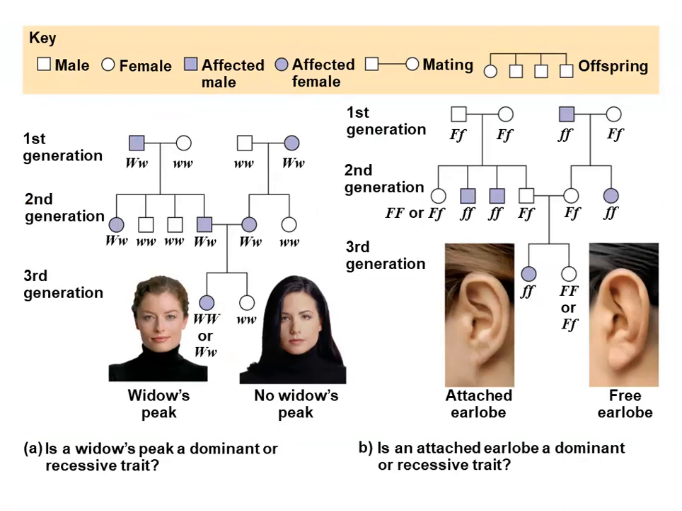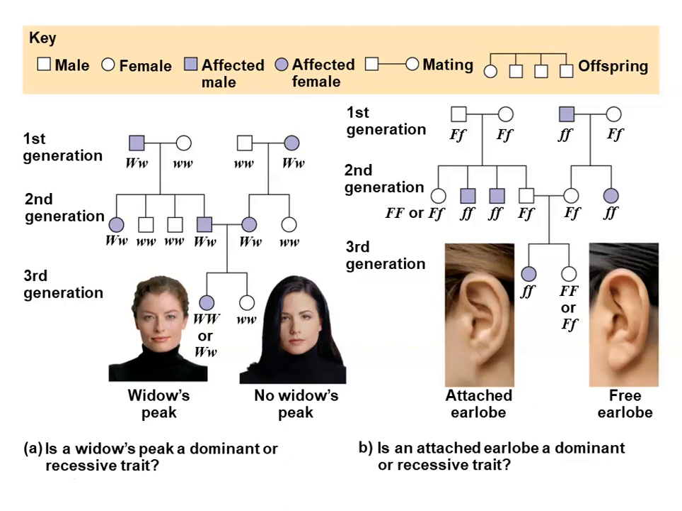So here we have widow's peak, and you've got your key at the top. Males are the boxes, females are the circles. The filled in ones are the individuals that have the particular trait. When a line is connecting the boxes, that is a couple that has produced offspring, and then their offspring would come off of that particular line.